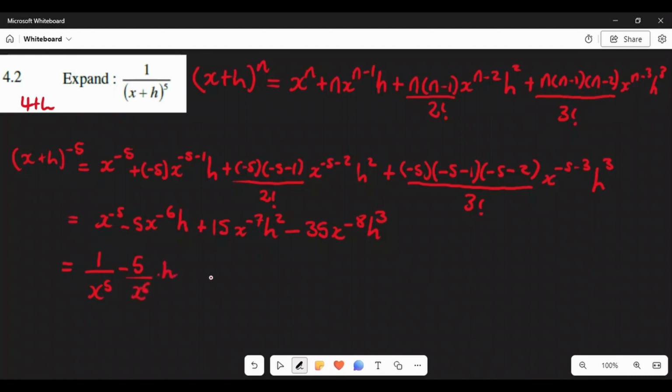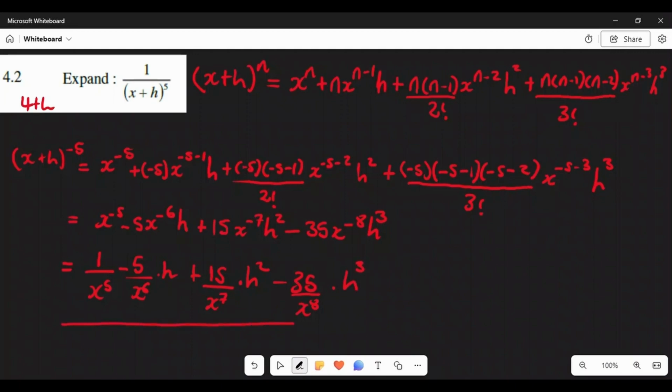multiplied by h, and then here we have plus, and then we're going to have 15 over x to the power of 7, and then we have h to the power of 2. Last term is going to be negative 35, and then we have x to the power of 8 multiplied by h.